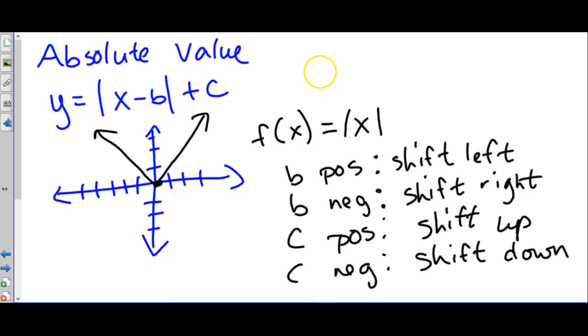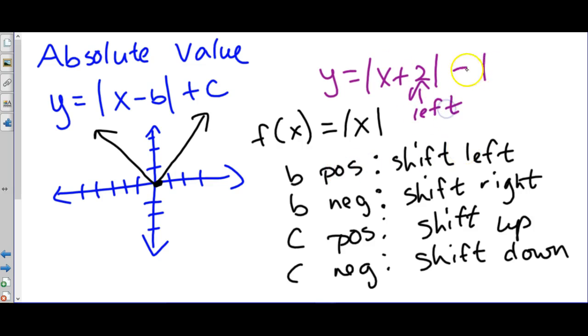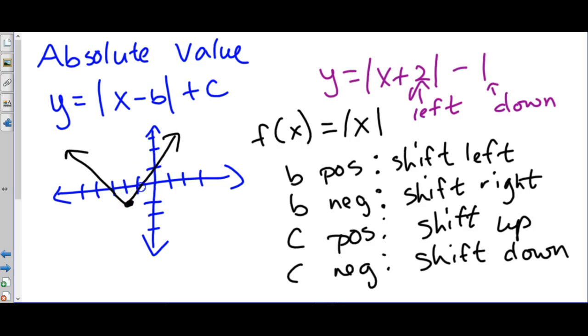So let's say you have y equals absolute value of x plus 2 minus 1. 2 is in the b spot, and 2 is positive, so that means we shift left. Negative 1 is in the c spot. It's negative, so we shift down. So I can actually move this and go left 2, down 1.